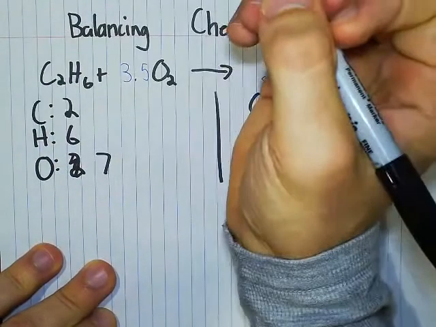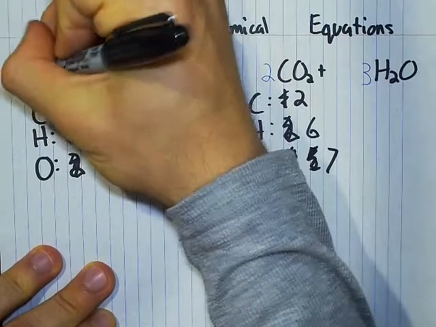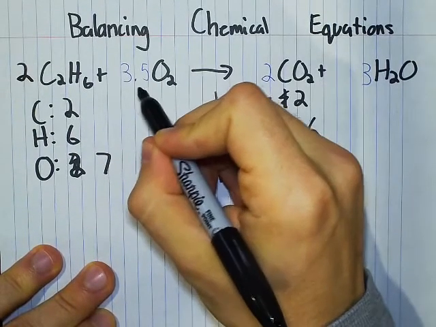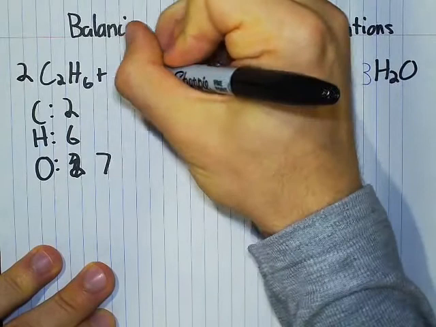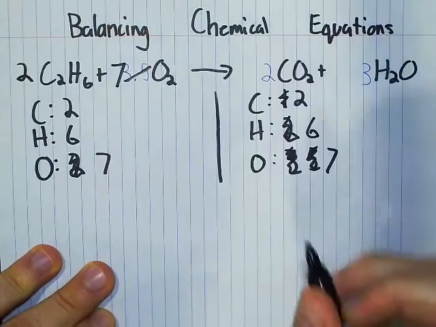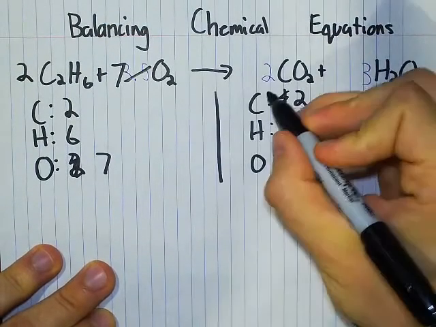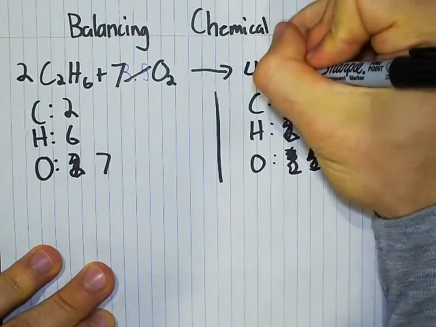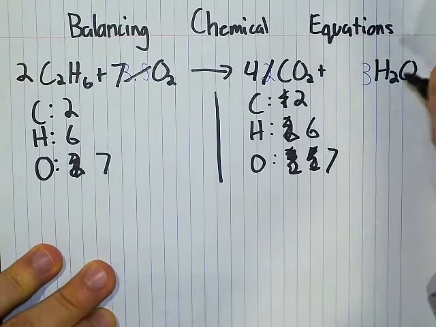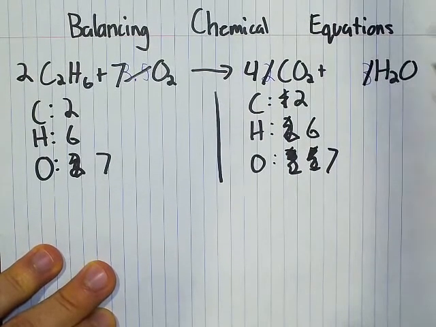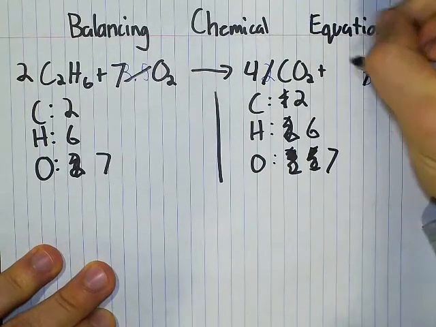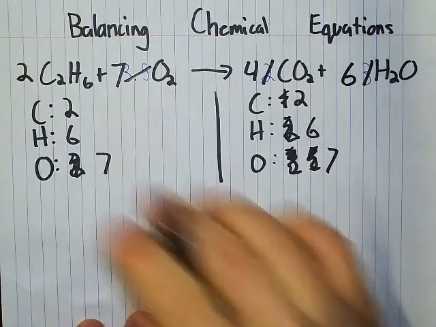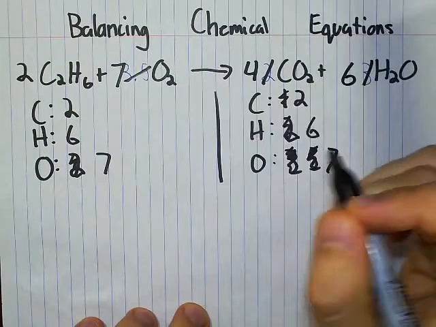So I've got a coefficient of 1 right here. I don't have a coefficient, so it's assumed to be a 1, just like for subscripts. So I'm going to put a 2 in right there. This 3.5, the whole reason we're doing this is to double this and make this a 7. I've got a 2 here in front of carbon dioxide. I'm going to make that a 4, doubling that 2. I've got a 3 here in front of water. I'm going to double that, make it a 6.